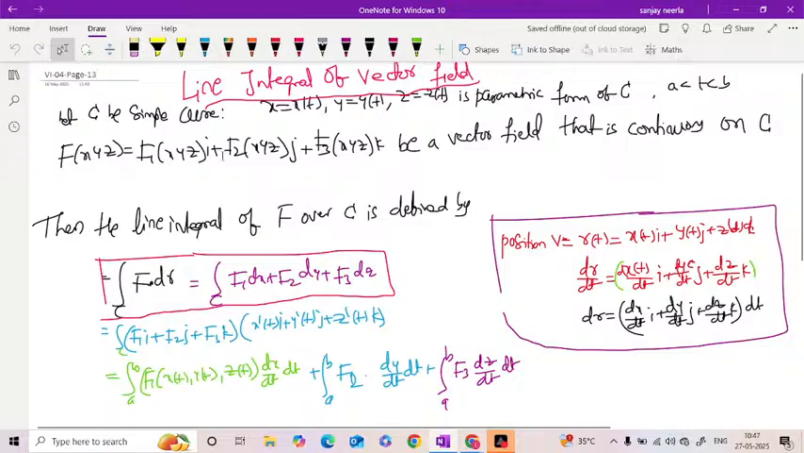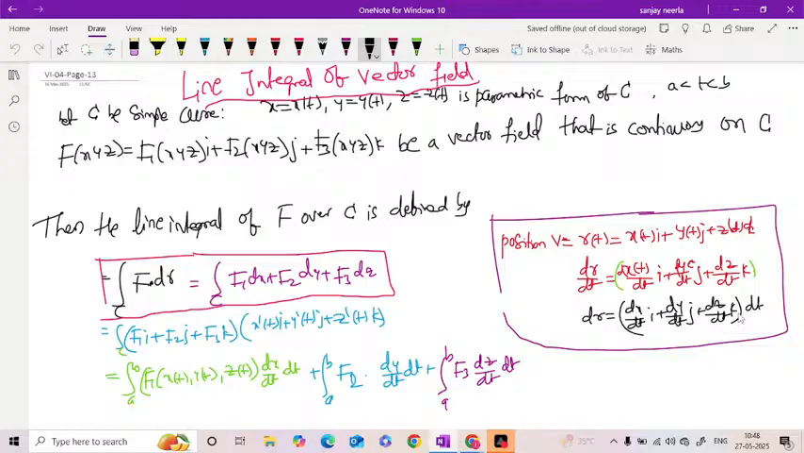And F is a vector field. That means F1 i plus F2 j plus F3 k, and F1, F2, F3 are continuous functions on the given curve C. The line integral of the vector field over C is the integral of F dot dr. So F is the given vector field and dr is related to the position vector. So dr is dx i plus dy j plus dz k. But if you write the parametric form, now dr is equal to dx/dt i plus dy/dt j plus dz/dt k into dt.